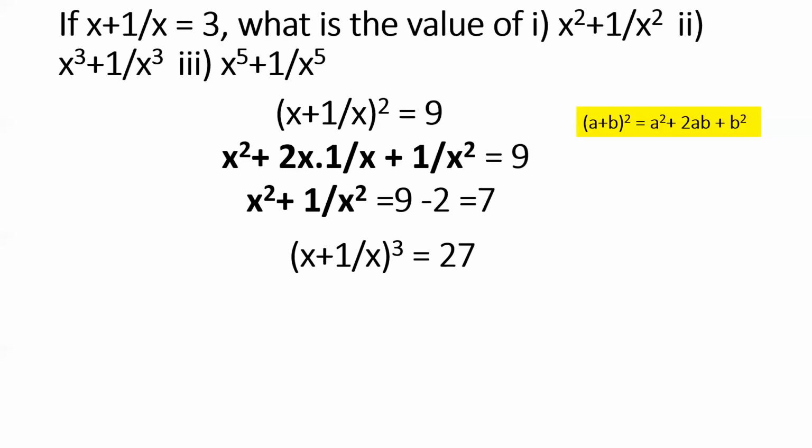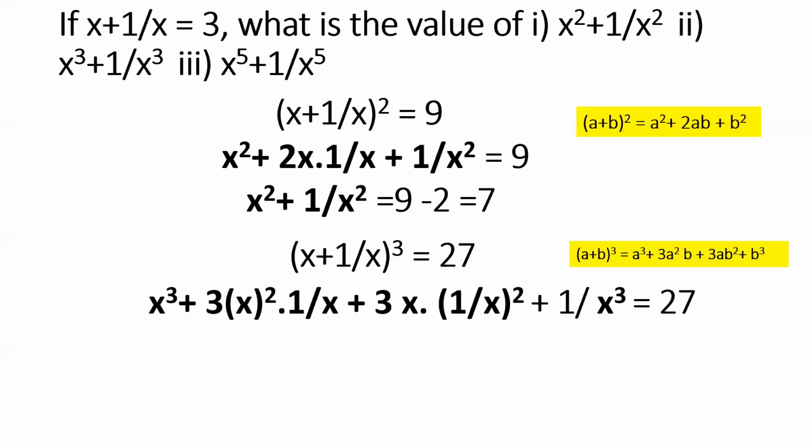Now, if we expand a plus b whole cube, that's kind of another formula that might be useful to remember, especially for problems like this. So we have a plus b whole cube is equal to a cube plus 3a square b plus 3ab square plus b cube. Now substitute x for a and 1 by x for b, and if we expand, we'll get something like that. X cubed plus 3x squared into 1 by x plus 3x into 1 by x whole square plus 1 by x cubed is equal to 27.